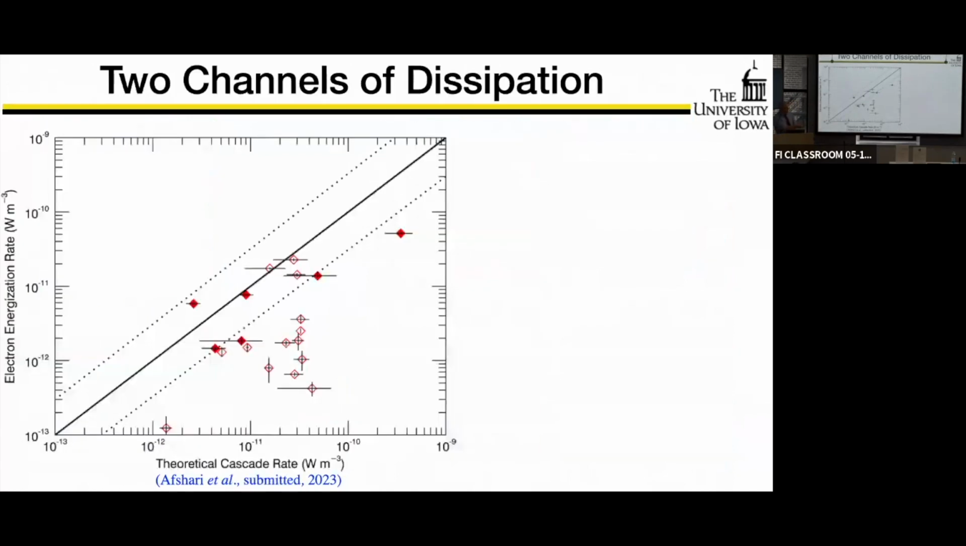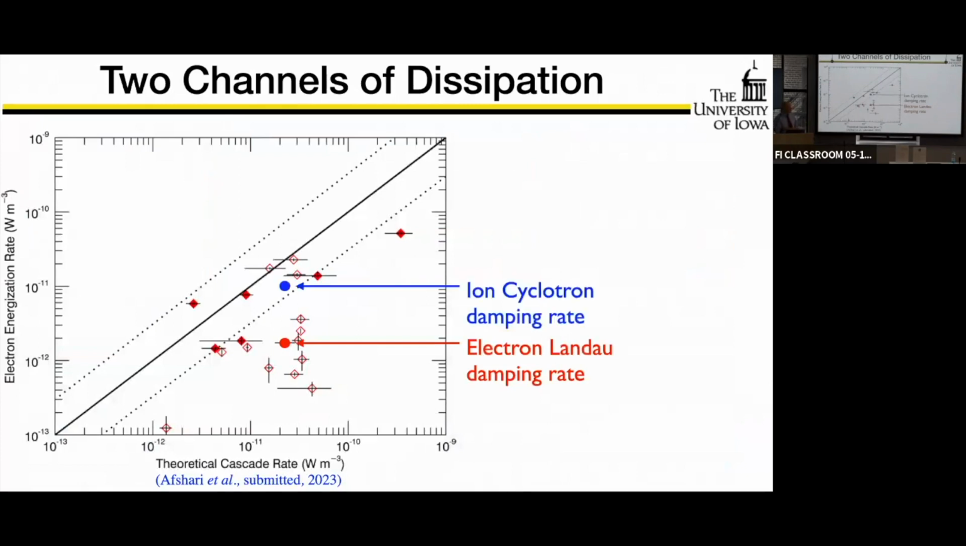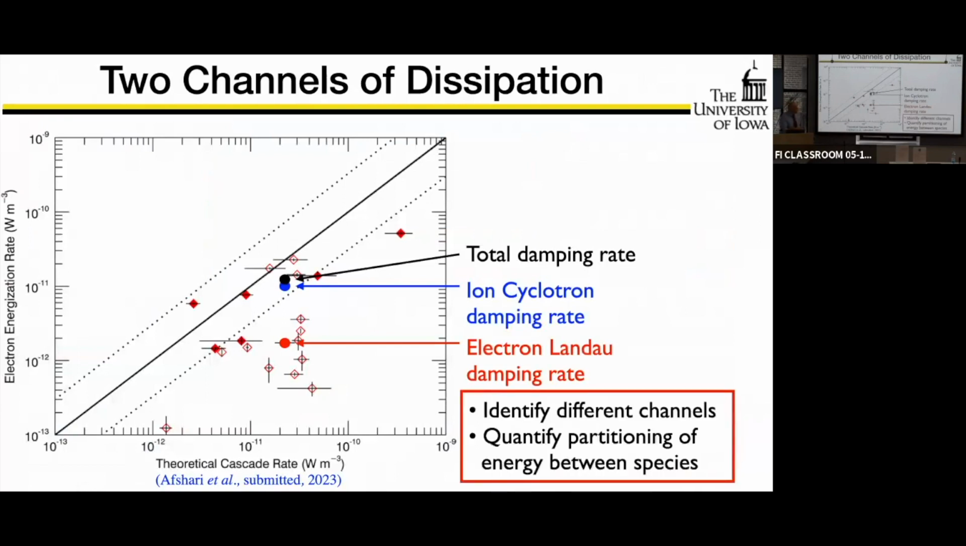And so if we look back at this picture, the electron energization was there. If we compute the rate of ion energization, it's there. So the total energization is there. So here we've shown that we can both identify different channels of energization and quantify the partitioning of that turbulent energy among species, which is, again, exactly what our predictive turbulent heating model needs us to be able to do. So this gives us the data to be able to develop models.